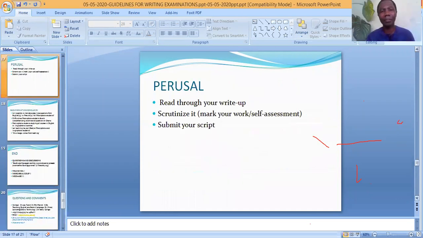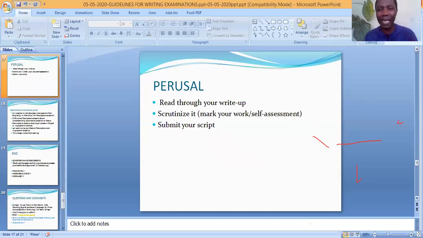Most of the time, I personally don't do it because of the time. Because most of the time, we write the exam under pressure. You even hardly finish with the questions. So you don't have time to go through your work before you submit.